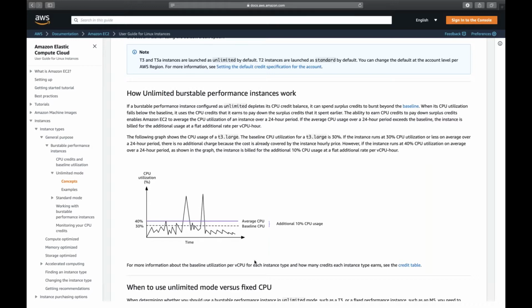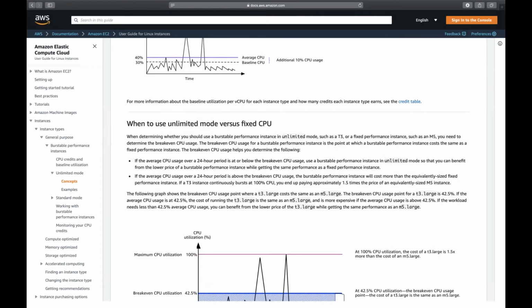Okay. So there is also the question of when to use unlimited mode versus fixed CPU. This is also a good question. So I'm also noting down, as I go, for another video down the line on interview questions and answers, and there I can come back and discuss.